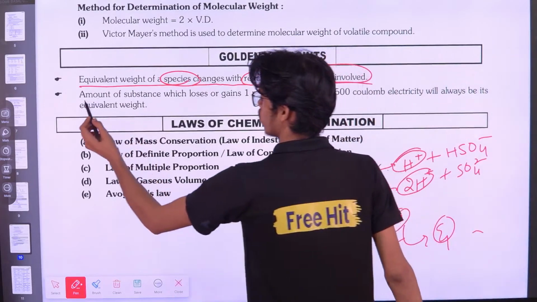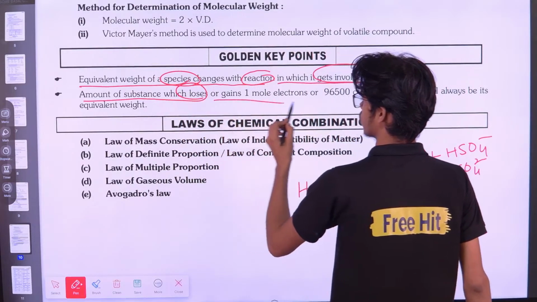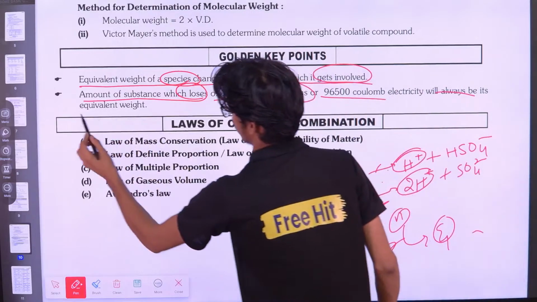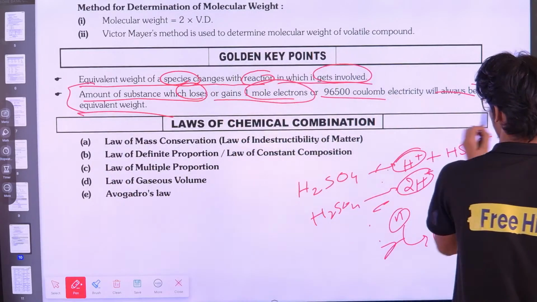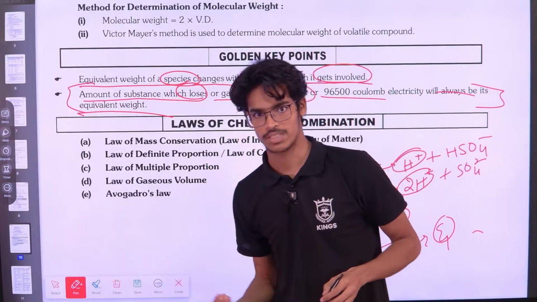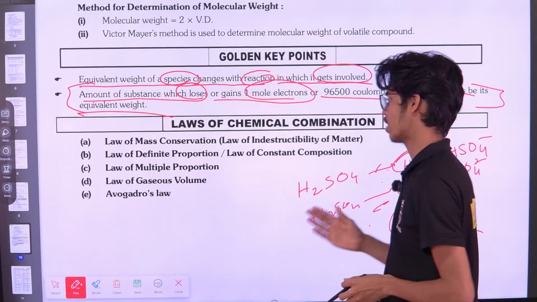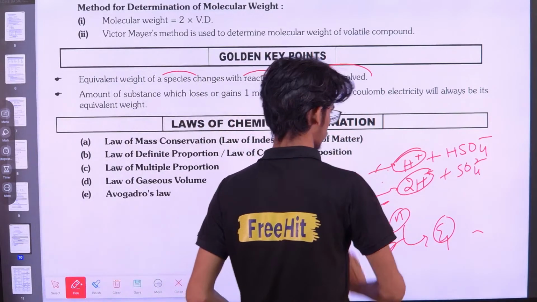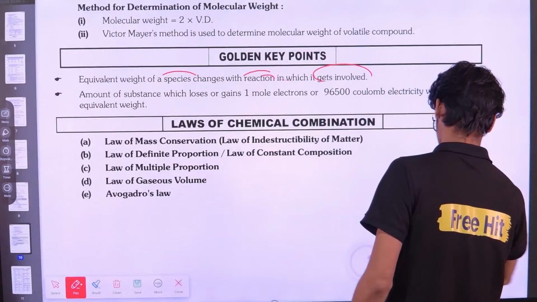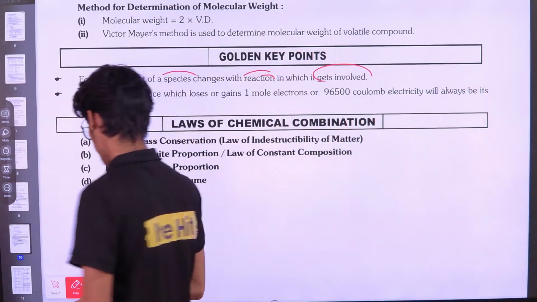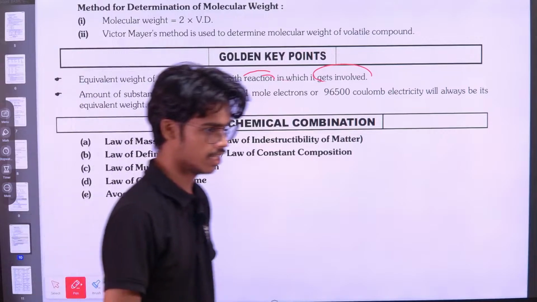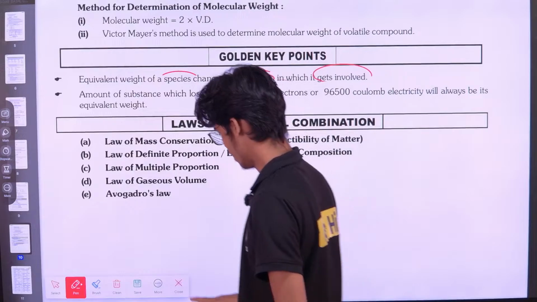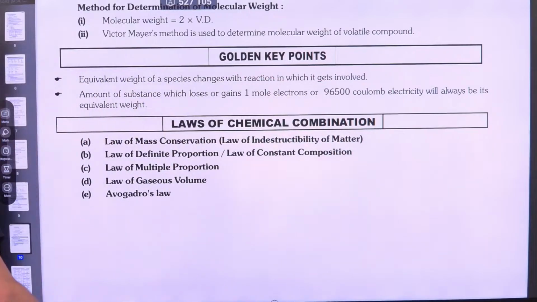Now, the amount of substance which loses or gains 1 mole of electrons, or this much coulomb of electricity, will always be its equivalent weight. This particular definition is for those who have studied electrochemistry. If you would have studied electrochemistry, you would have known this thing. Okay, don't worry. Now, there are some laws of chemical combination, and after this we are finished. Literally, if you guys are bearing with me. Now you can easily understand this. Only these things are left.